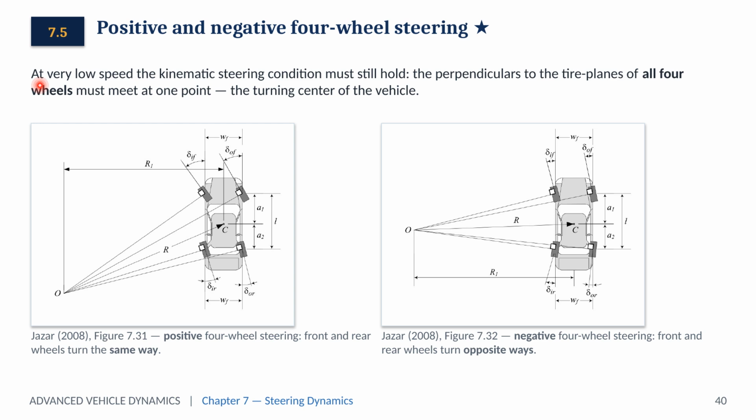Figure 7.31 shows positive four-wheel steering, where the front and the rear wheels turn the same way. Figure 7.32 shows negative four-wheel steering, where the rear wheels turn opposite to the front. That single difference in direction is enough to change the turning center and the turning radius completely.